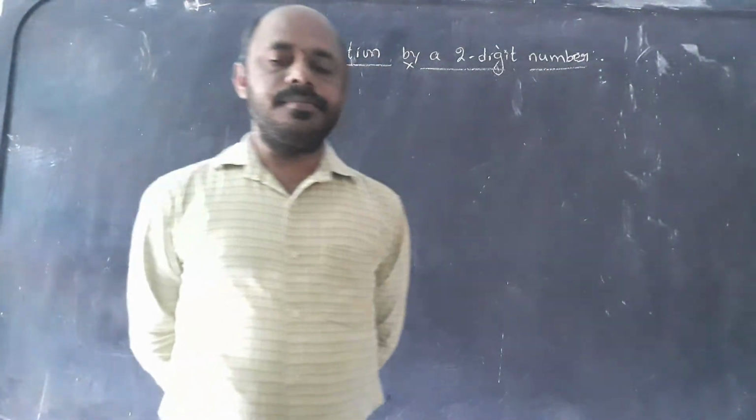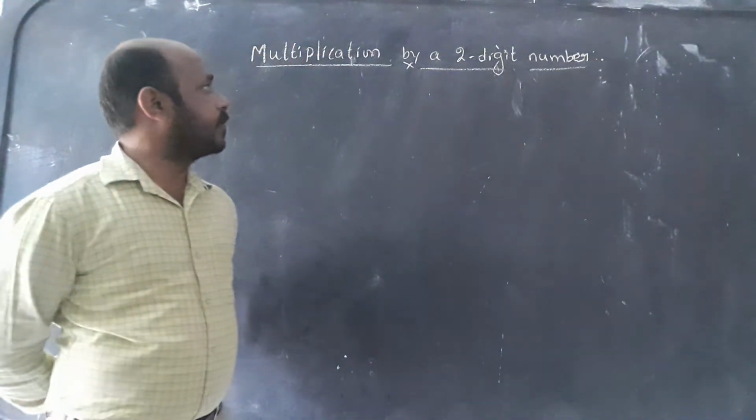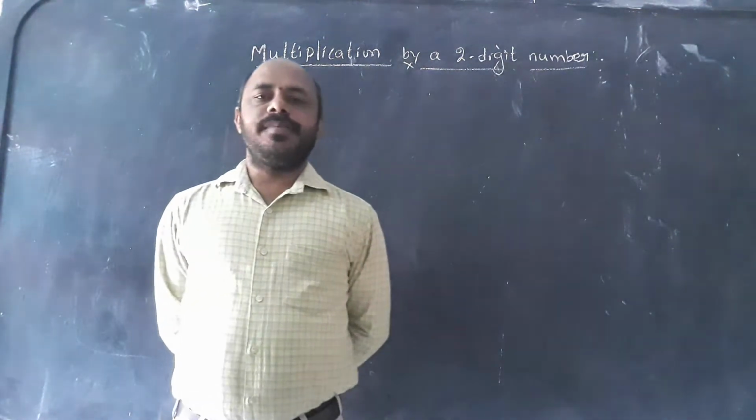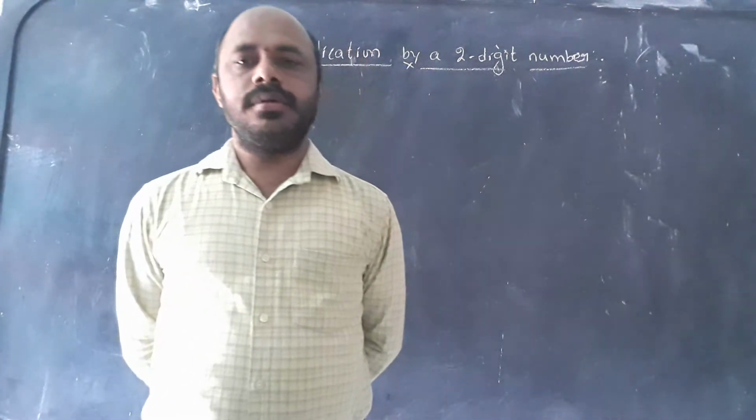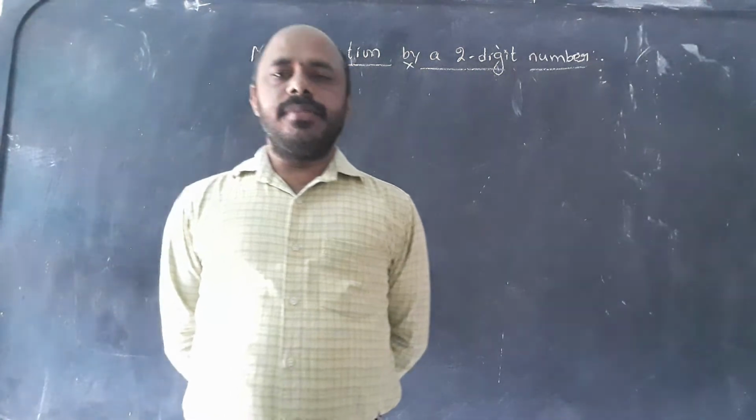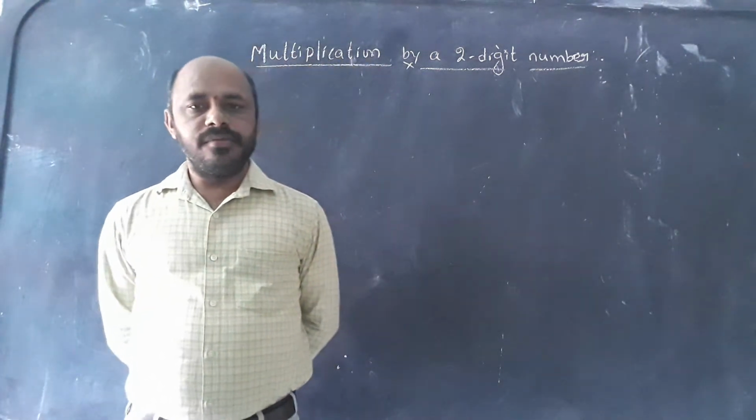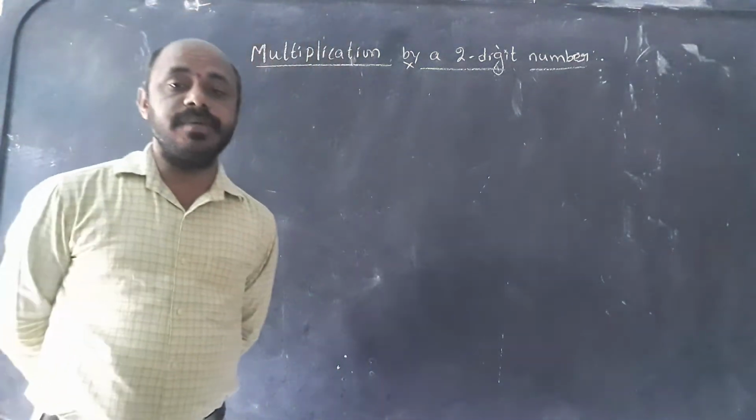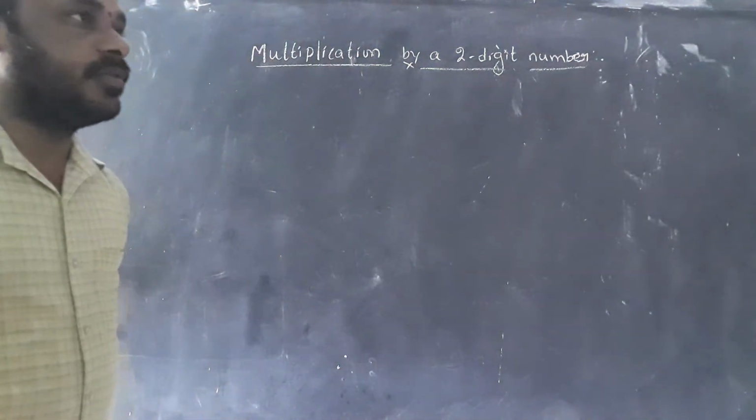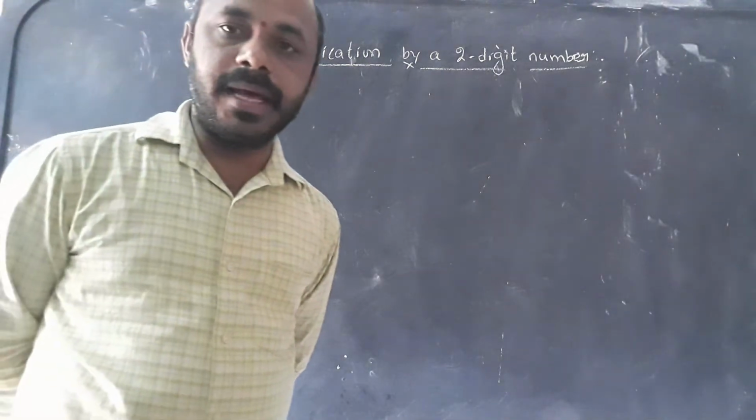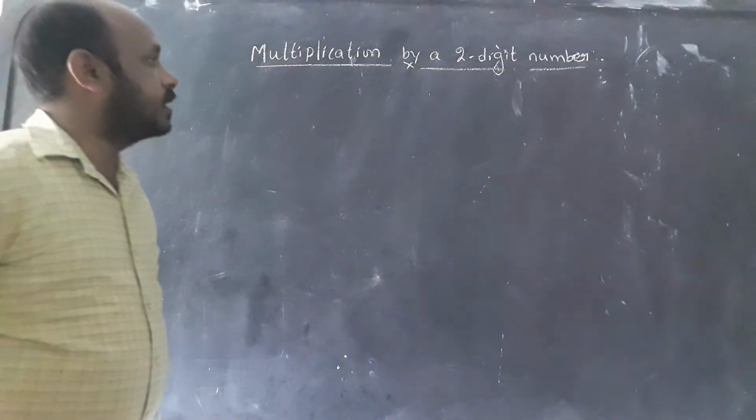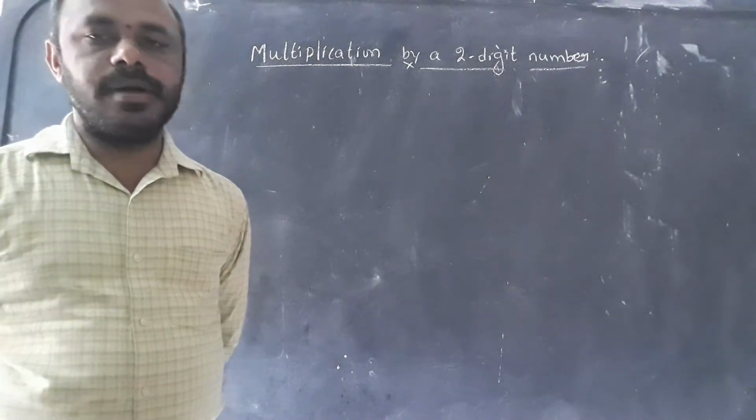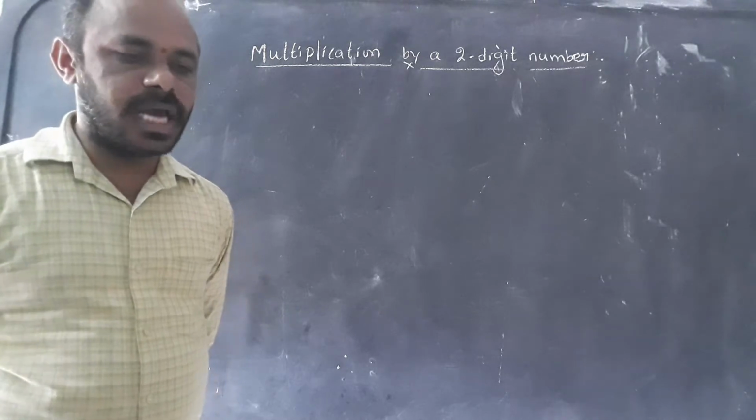Hi children, today's topic is multiplication by two-digit numbers. Before class I explained multiplication of three-digit and four-digit numbers with a single-digit number. The method will be the same, but earlier we used only a one-digit multiplier. In this method, in the multiplier place, we have to use a two-digit number. I will explain how to do the multiplication process.